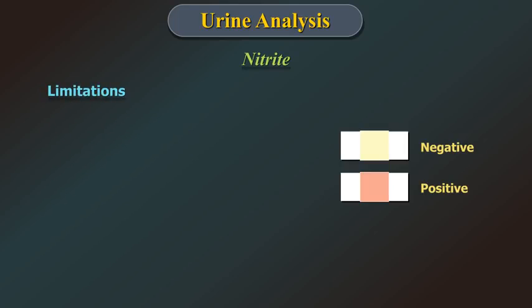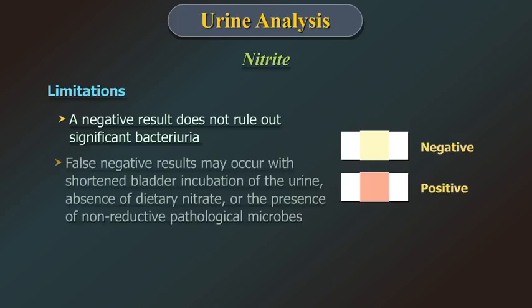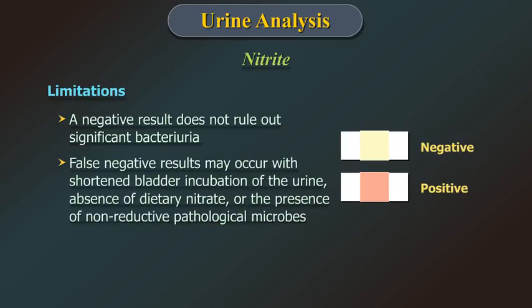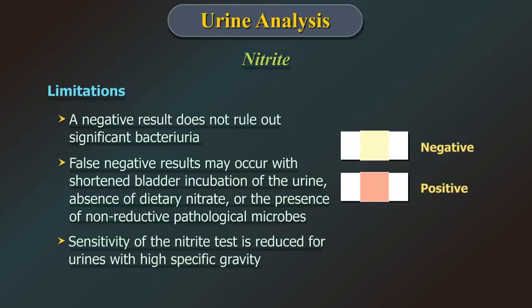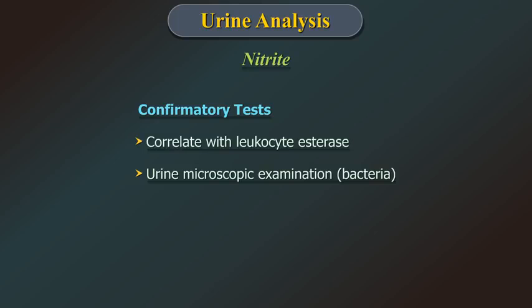The limitations are a negative result does not rule out significant bacteriuria. False negative results may occur with shortened bladder incubation of the urine. Sensitivity of the nitrite test is reduced for urines with high specific gravity. The confirmatory tests are leukocyte esterase test, the urine microscopic examination for bacteria, and urine culture.